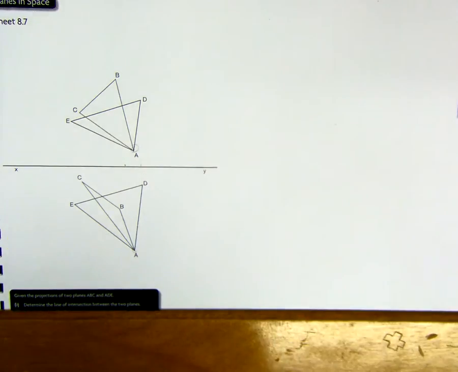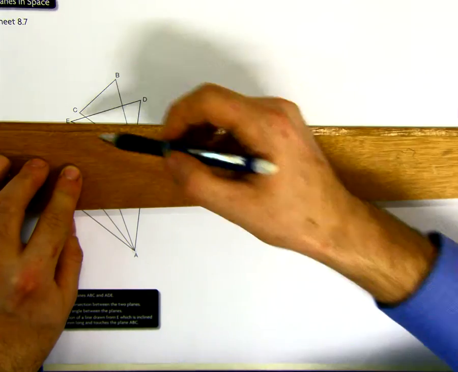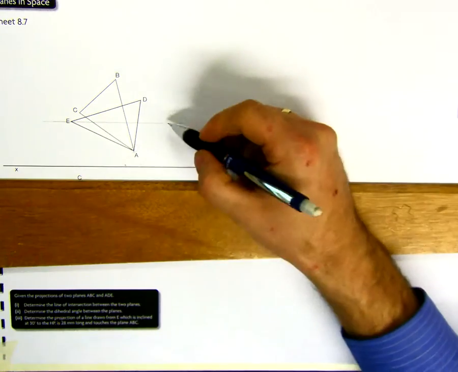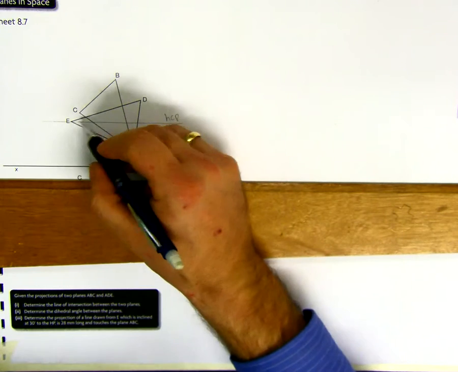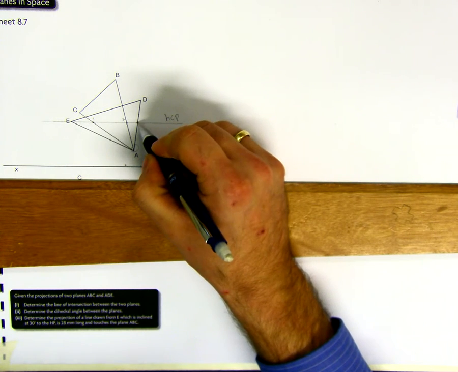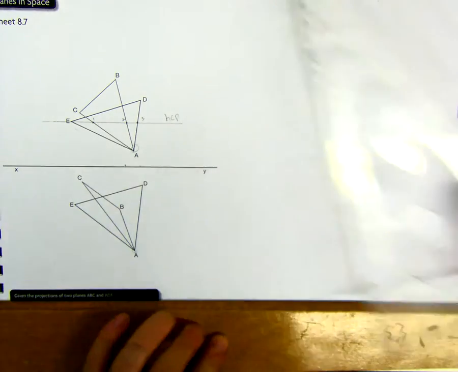So all we need to do now is take a horizontal cutting plane. We can take it through E, as long as it crosses through the two planes. So we have E, 1, 2, and 3. We can take them and find them in plan.